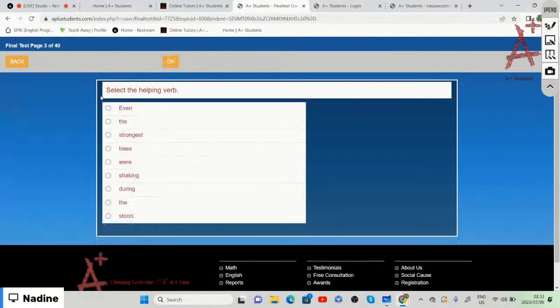Select the helping verb. Even the strongest trees were shaking during the storm. We need to choose the helping verb.